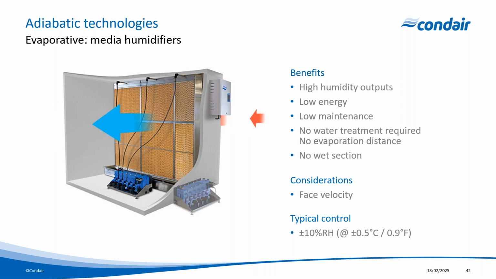So the first technology that we'll look at here is an evaporative media system. This is also known as a wetted media or wetted pad system, evaporative cooler, wet wall, or you may have even heard this referred to as a swamp cooler before. And this is really the most common type of adiabatic system in data centers.